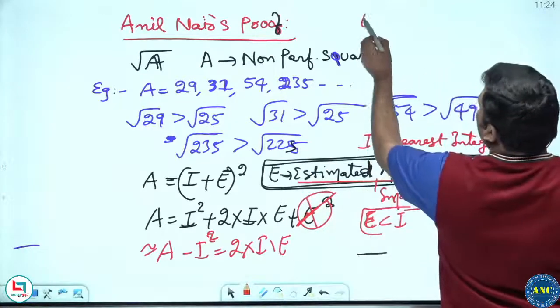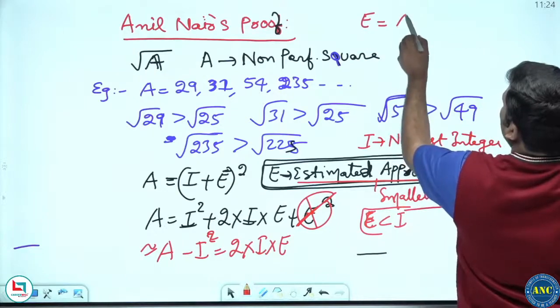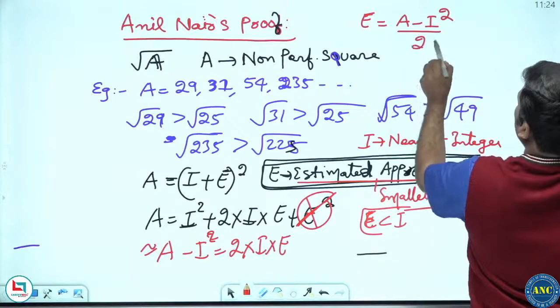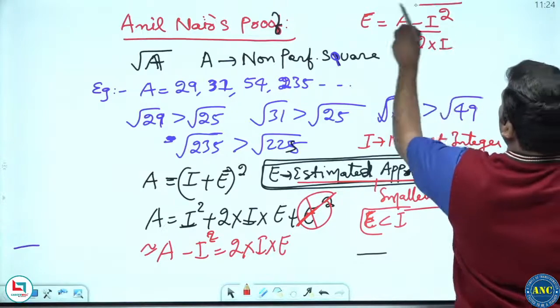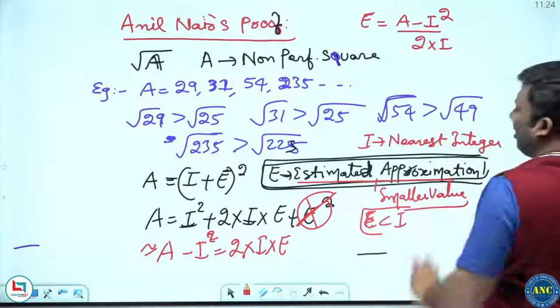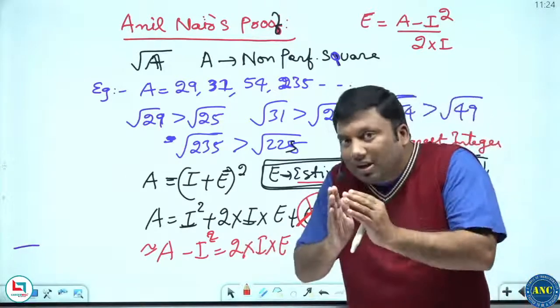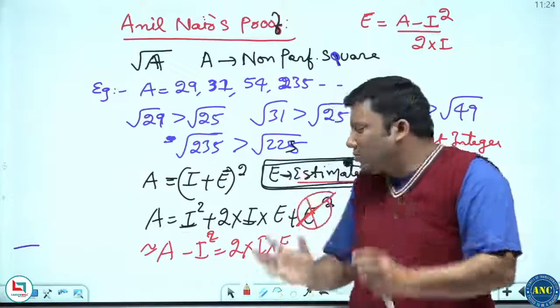That means E is nothing but A minus I square divided by 2 into I. I hope the concept is clear. E is nothing but an estimated value, which is a very small value.